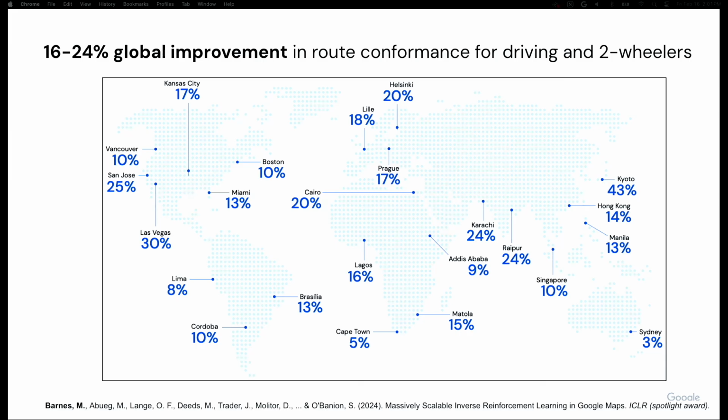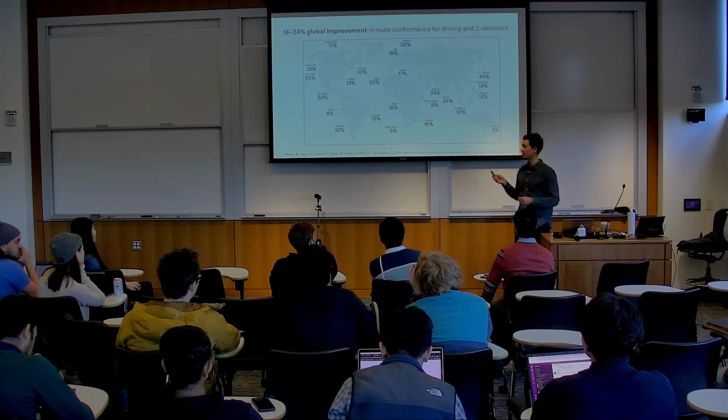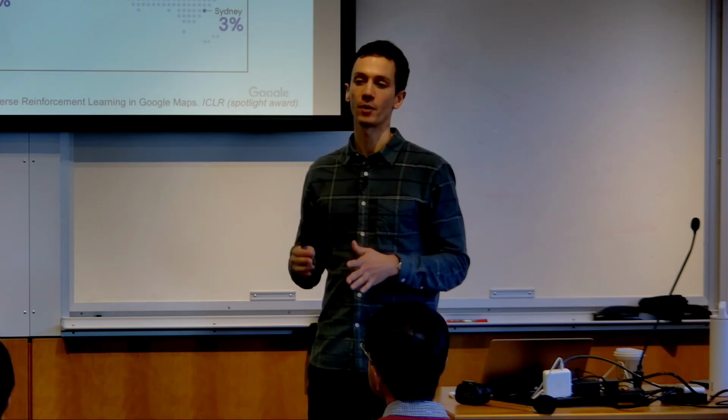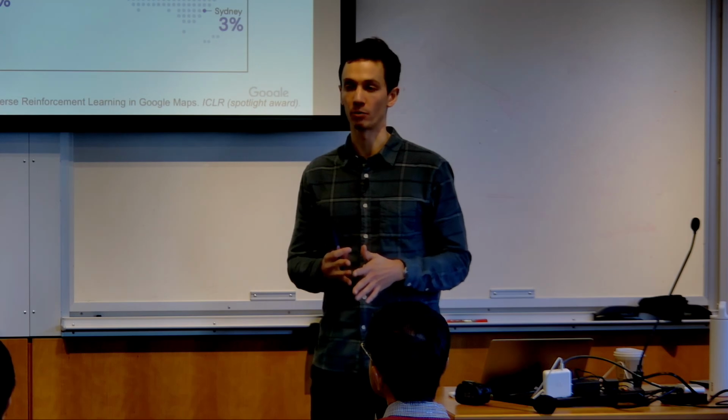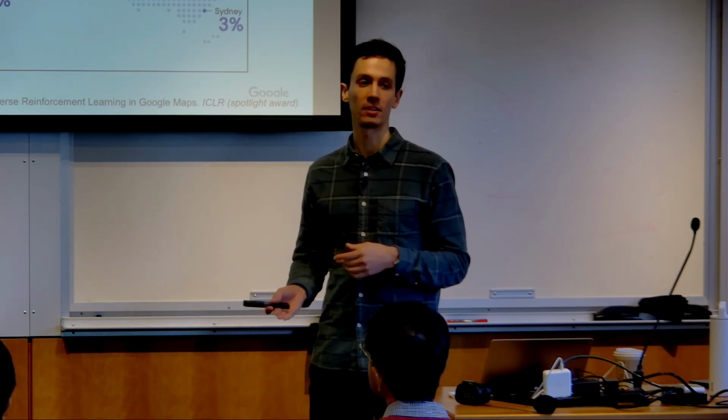Couple questions there. How do you measure improvement? So we use this metric here, route conformance. What we're looking at is what percentage of our routes actually agree with what the user actually took in the real world. You can think about it as, if the user deviates from the route we suggested, then something bad would happen.